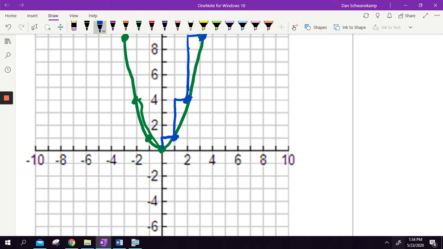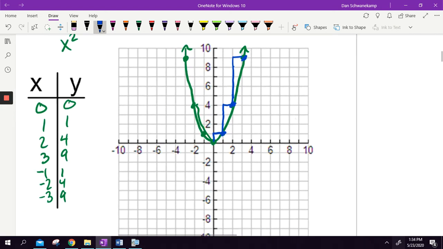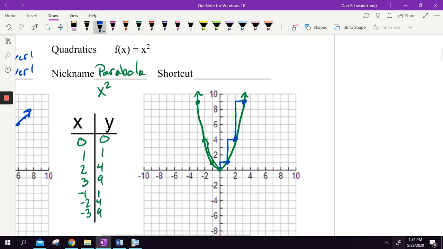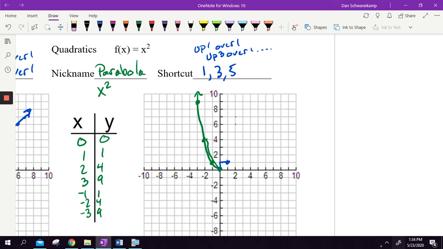A lot of this chapter is about doing this quickly. So that is why we're learning these shortcuts. But the shortcut is 1, 3, 5. Up 1 over 1. Up 3 over 1. And so on. That is our shortcut to this graph. 1, 3, 5. I didn't mean to erase it, but you get to see me do it again. All right, that's parabola.